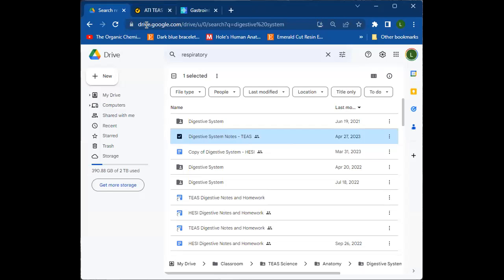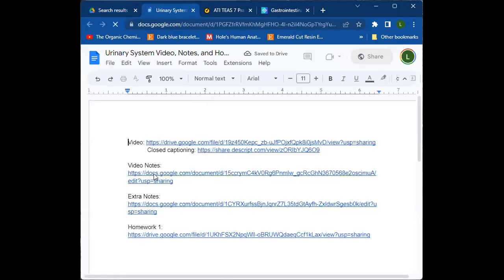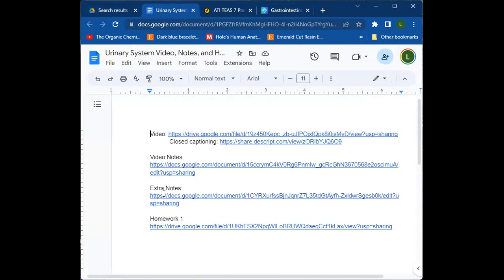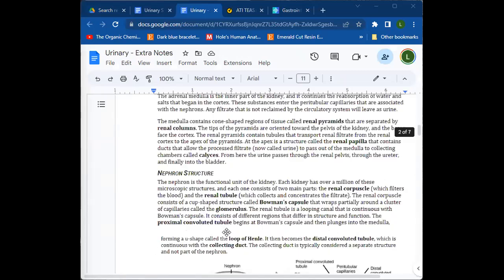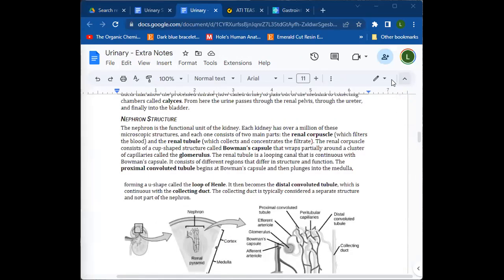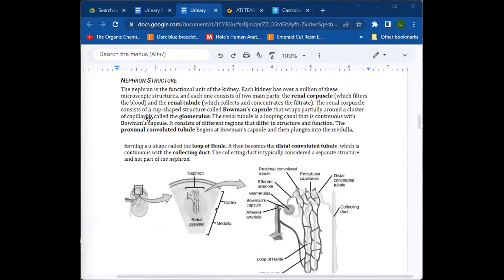Right now, let's move on to urinary system. So I'm also going to be sending you a video on some of the topics you need to know for urinary system, but we're going to be going over the things that aren't in the video. So first, let's take a look at the structure of the nephron. So we need to know that the nephron is the functional unit of the kidney. Each nephron has two parts to it, a renal corpuscle and then a renal tubule.